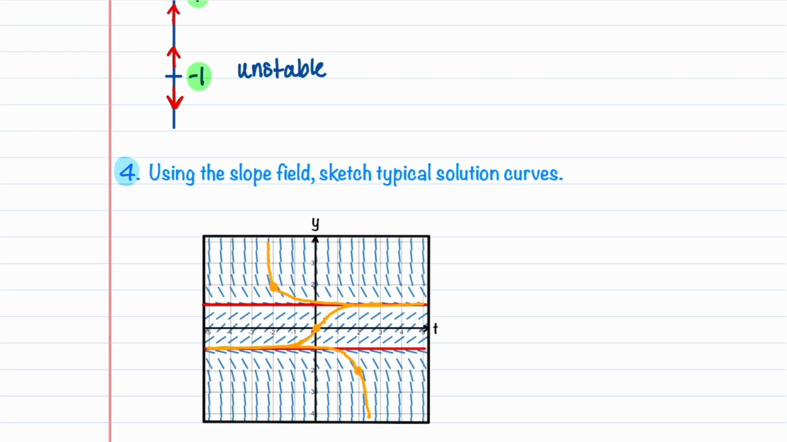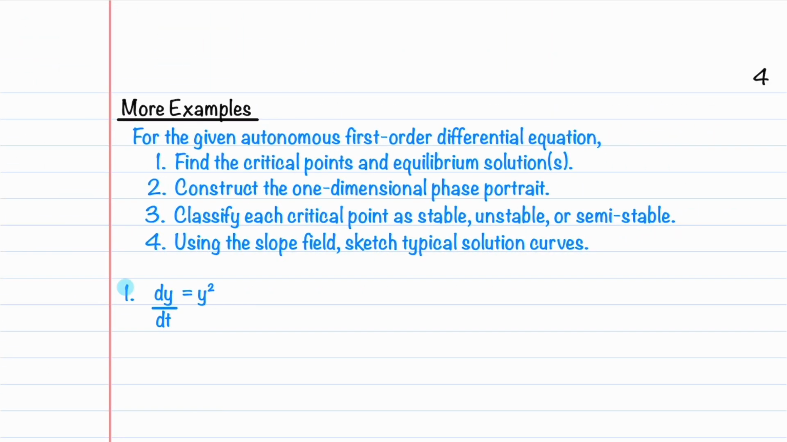It's really great how much information we can learn about the solution to one of these equations without even solving the equation. Let's look at two more examples, and they're a little bit different. In this first example, we have the derivative of y with respect to t is equal to y squared. The first thing that we want to do is find the critical points.